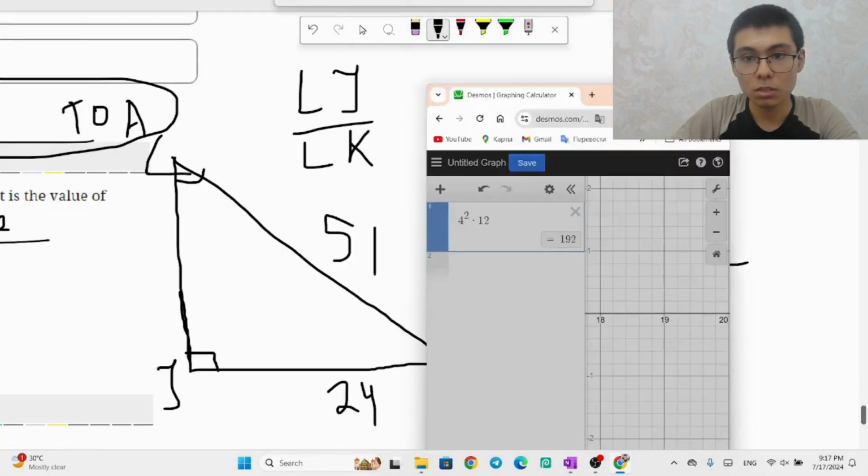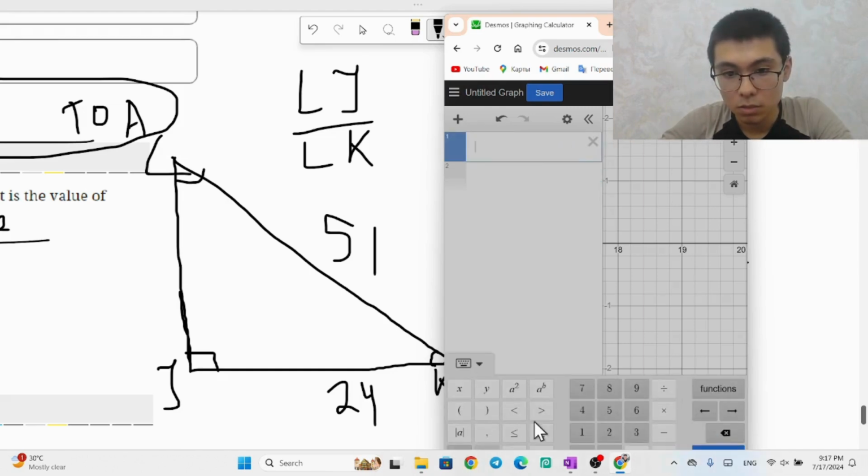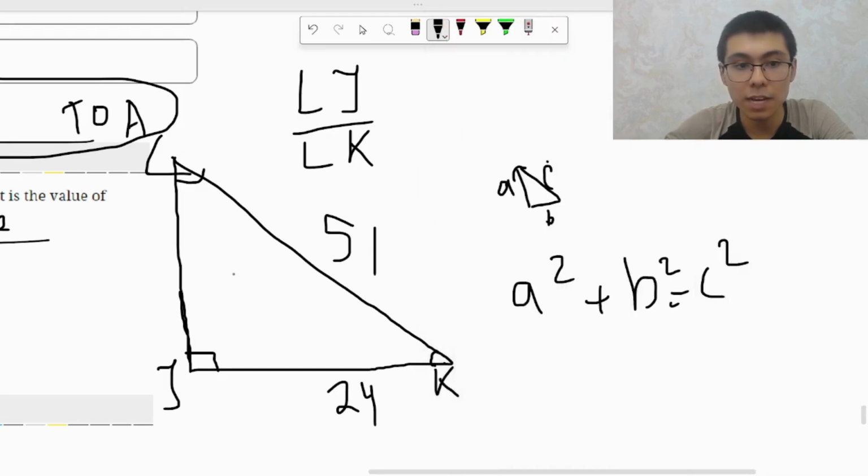So the square root of 51 squared minus 24 squared. So it's going to equal 45.